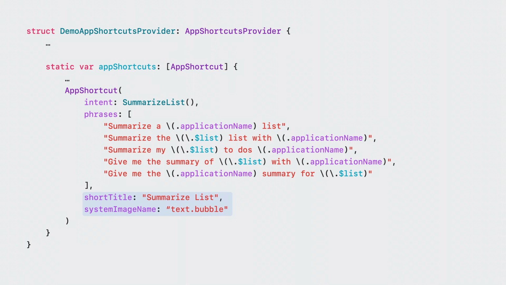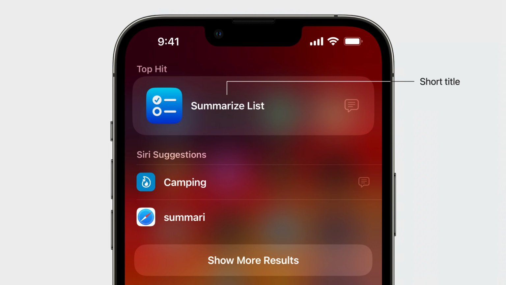As before, we need to include a short title and system image. Picking a good short title and system image are important, since they're the first things my users will see when they search for my app in Spotlight.